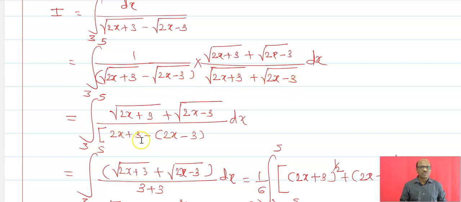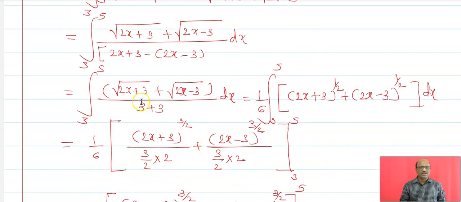That's nothing but 2x plus 3 minus bracket 2x minus 3. Open the bracket: plus 2x and minus 2x will cancel, plus 3 plus 3 will become 6. That is 1 by 6 integral 3 to 5, 2x plus 3 raised to 1 upon 2 plus 2x minus 3 raised to 1 upon 2 dx. And the integration of this is 1 by 6 into 2x plus 3 raised to 3 by 2 upon 3 by 2 into 2 plus 2x minus 3 raised to 3 by 2 upon 3 by 2 into 2.